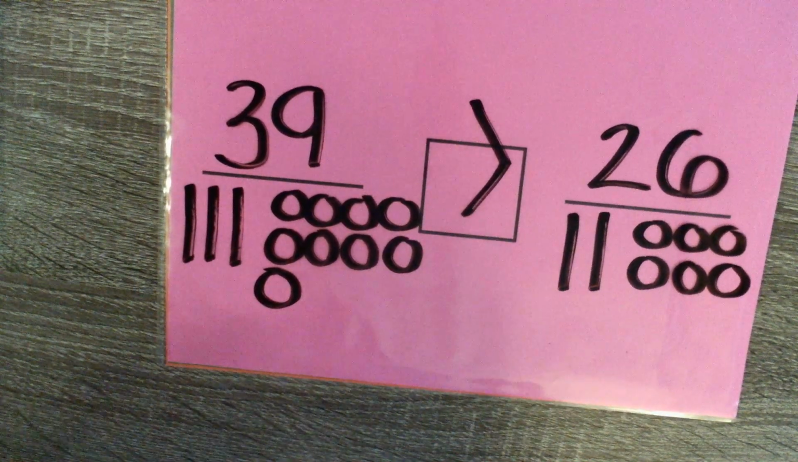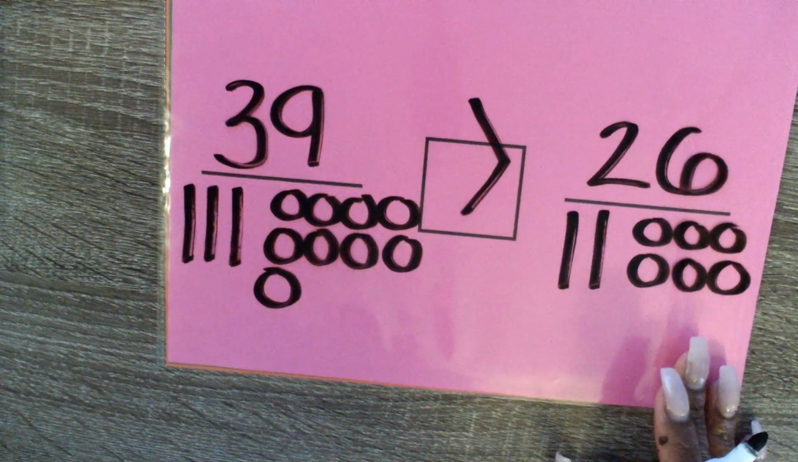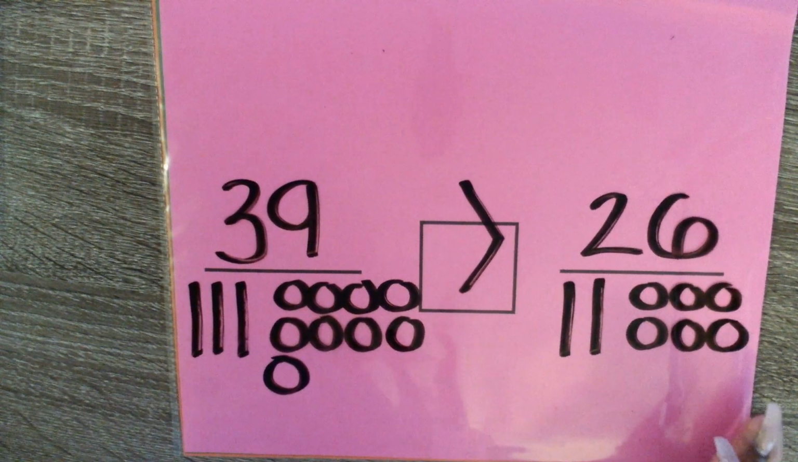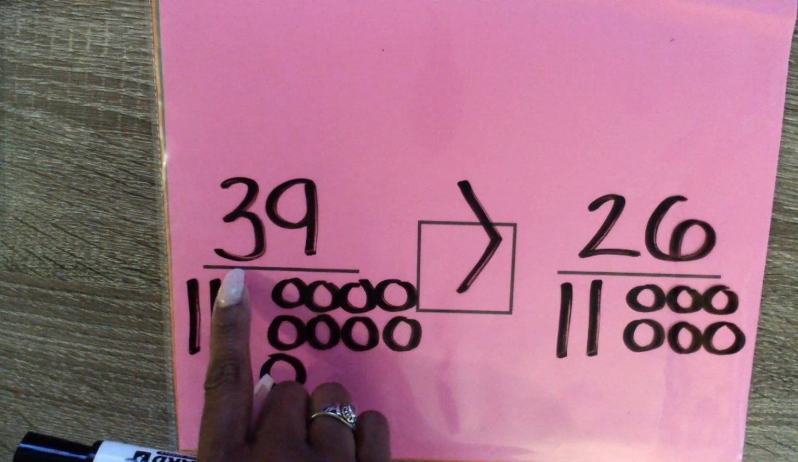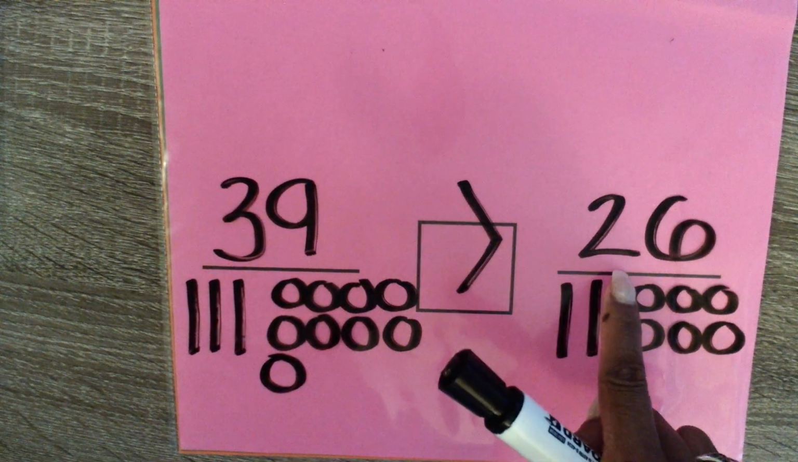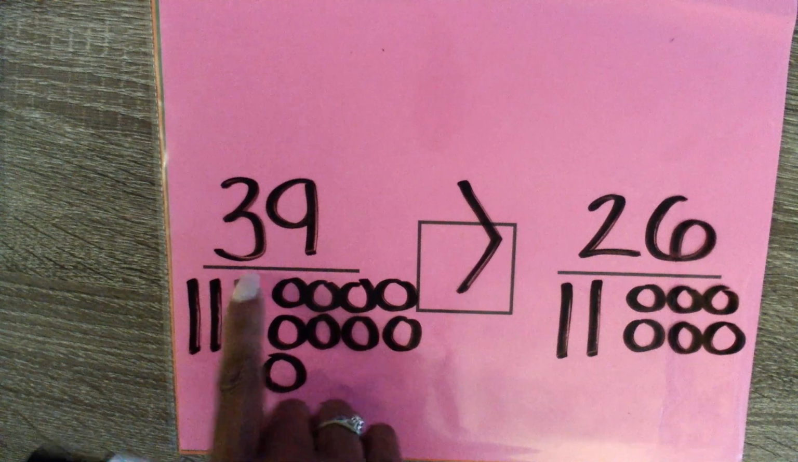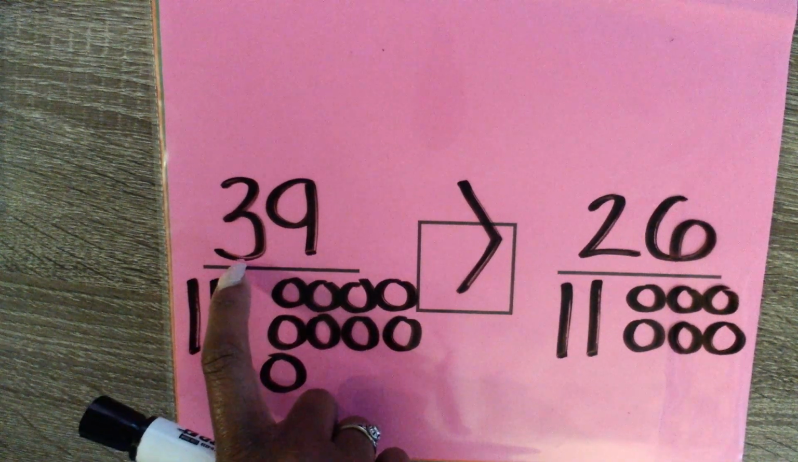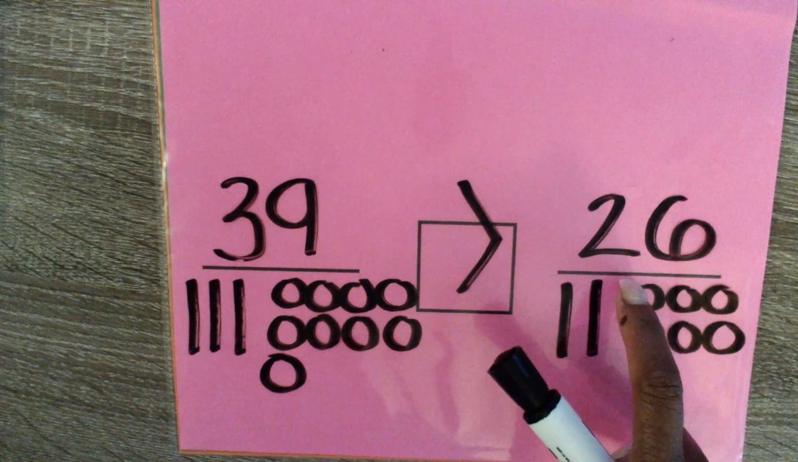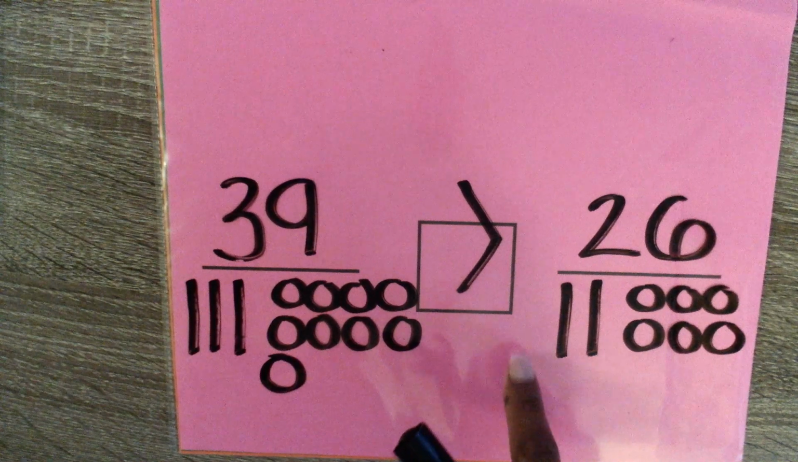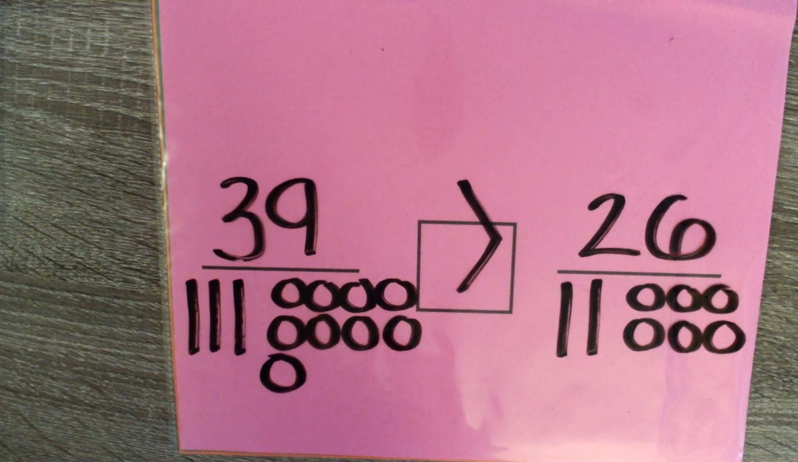A quick way to always look and see from the jump, if you're comparing two-digit numbers, always check the tens place first. I'm reading from left to right. I am comparing the number 39 to the number 26. I know that there are 3 tens in the number 39 and there are only 2 tens in the number 26. So I know that the number 39 is greater than the number 26. Does that make sense? Pretty easy, right?